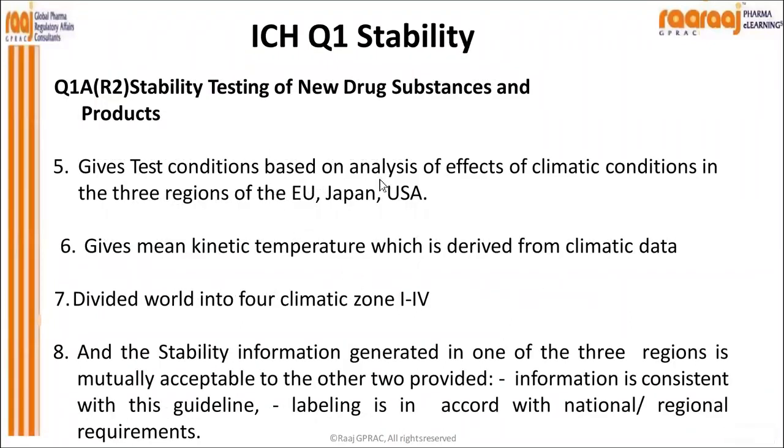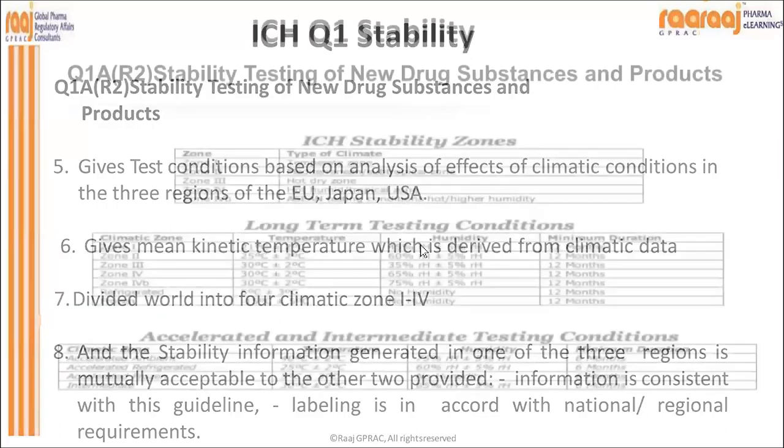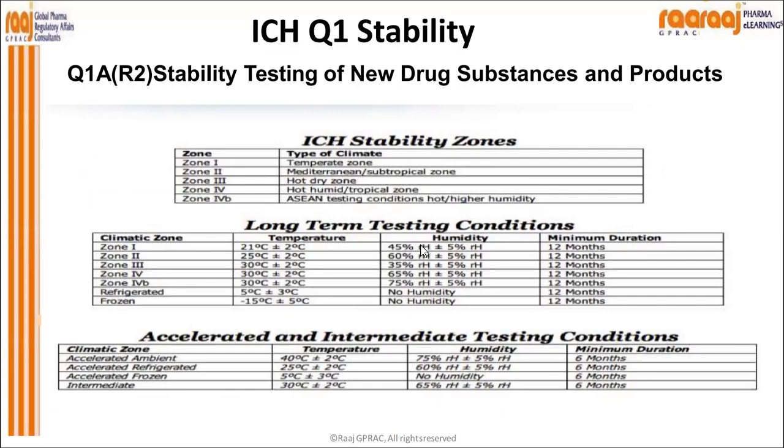Then it gives the test conditions based on analysis of the effect of climatic conditions in 3 regions like US, Europe, and Japan. Right? It gives mean kinetic temperature. So the world is divided into 4 climatic zones, right? Zone 1, 2, 3, 4. So all the information will be available in these guidelines. You can see these are the zones. So zone 4 is divided into zone 4A and 4B, right? Hot, humid, tropical, and 4B, like India, falls under this Asian testing condition, hot and higher humidity.